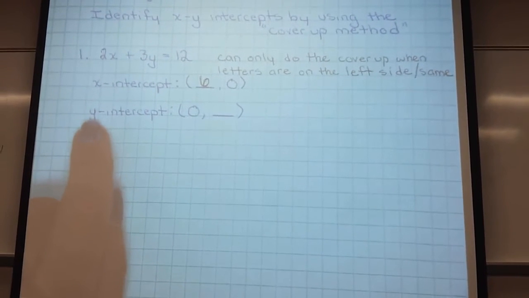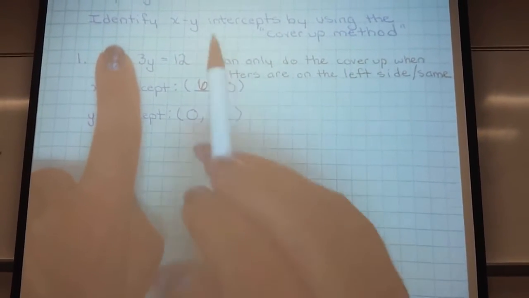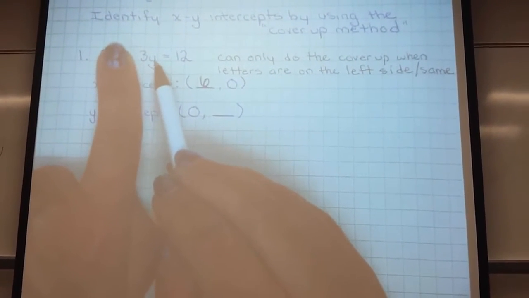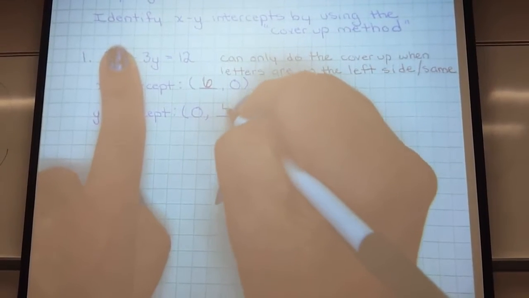If I'm looking for the y-intercept, I don't care what the x is. So cover it up. So Becky, 3 times what would give you 12? 4. So that's your missing value.